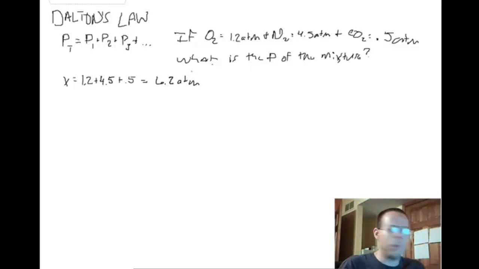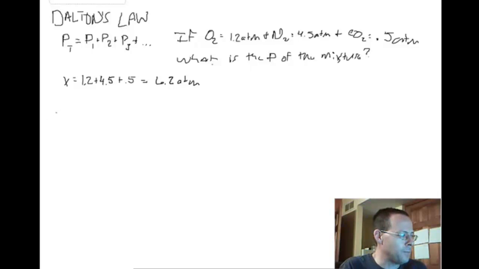It's pretty much as simple as that. I might also ask a question where the total pressure is given, and we know this gas, this gas, and this gas, and we need to find the last gas. Then you simply put your total pressure equals whatever, plus X, and solve for X. So that is Dalton's law.